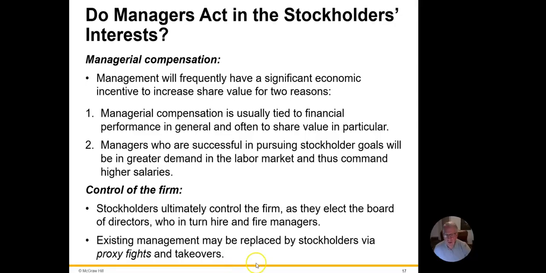Okay, when we left off from video 3, we were talking about proxy fights and takeovers, and there can be, as I mentioned, hostile takeovers when one group wants to get rid of, say, a management that they feel is not doing the job.